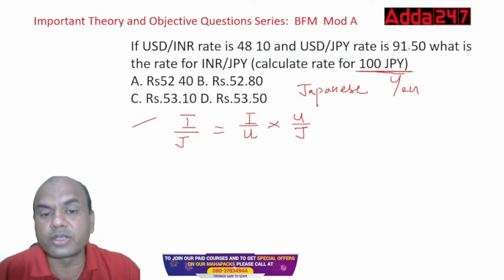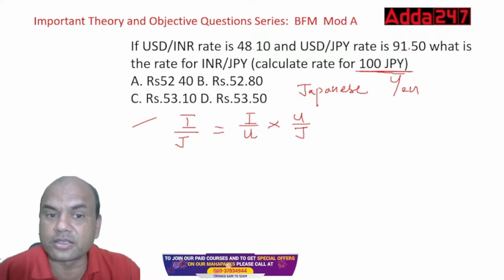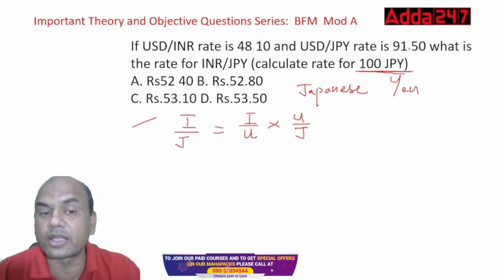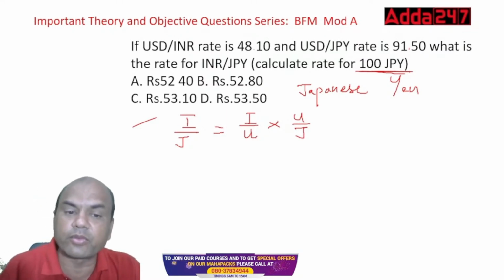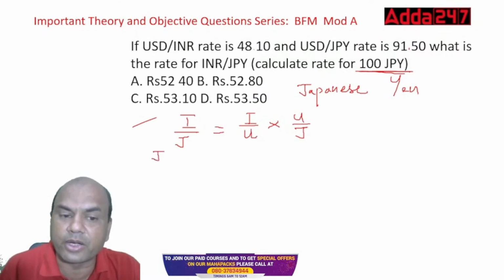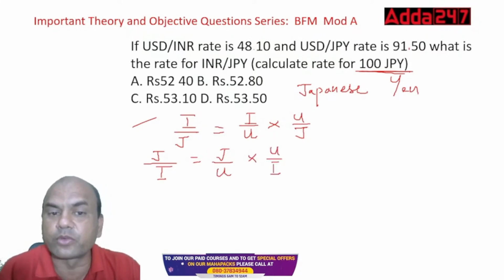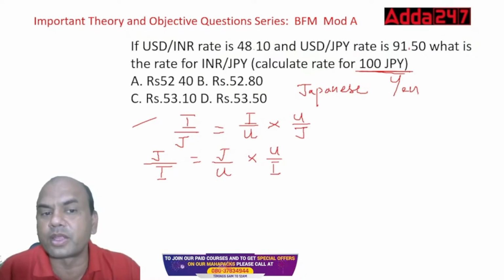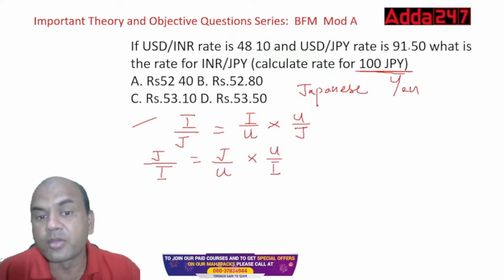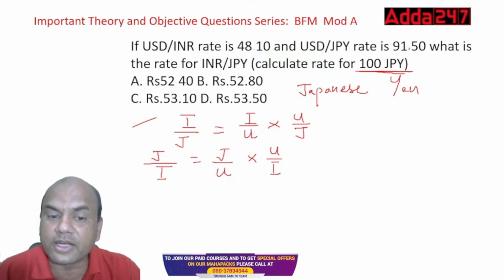When I say INR to JPY, I want this rate, and JPY to INR. See here, it's actually the reverse one. Whenever we find this rate, we find it this way: JPY to INR, that is JPY to USD into USD to INR. This is what we always find out. First find out this, and if they ask you INR to JPY, you can reverse it later, because this rate is difficult to find out and this rate is very simple.